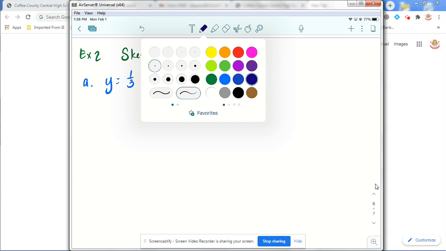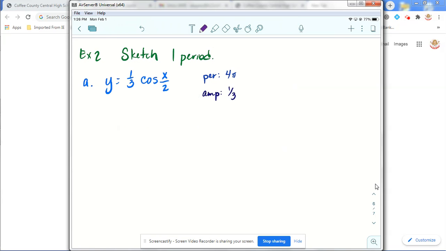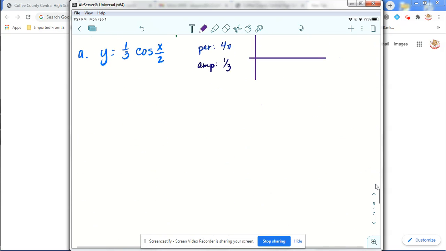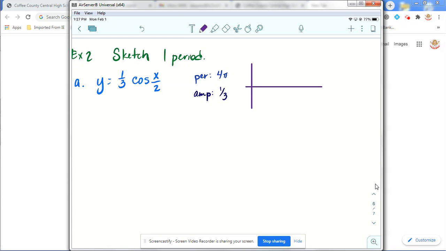Okay. Then we're going to do our graph. What we'll do is just a y-axis and a kind of long x-axis like we did at the beginning. At the beginning, we're going to start at 0. We're going to end at 4 pi. And then we're going to find halfways. So halfway between 0 and 4 pi is 2 pi. Halfway between 0 and 2 pi is pi. And then halfway between 2 pi and 4 pi is 3 pi. So that's how we'll label our x-axis.